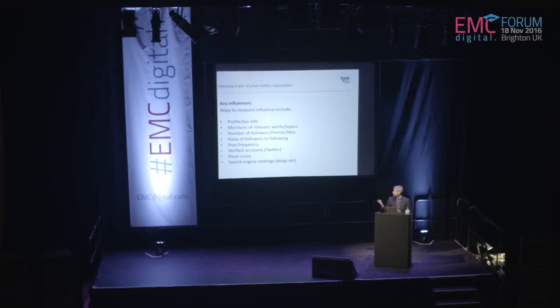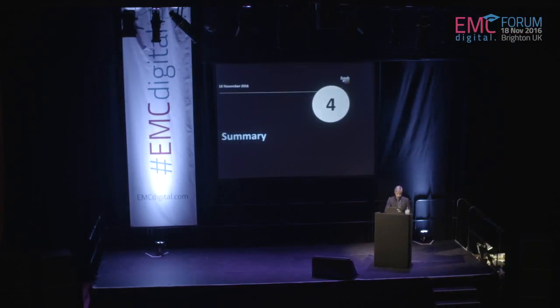Also their post frequency. Are they posting every 5 minutes, in which case they're probably just making a lot of noise, or are they posting once a year, in which case they're not really going to be listened to? And things like verified accounts on Twitter, so the blue tick you get next to someone's name to show that they are a genuine person. Things like Clout Score as well, a score that's developed purely to measure influence, and also where their website and blog appears in the search engines. Are they appearing high up for terms that are relevant to your school?